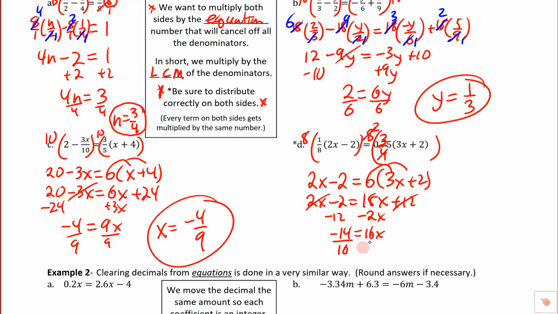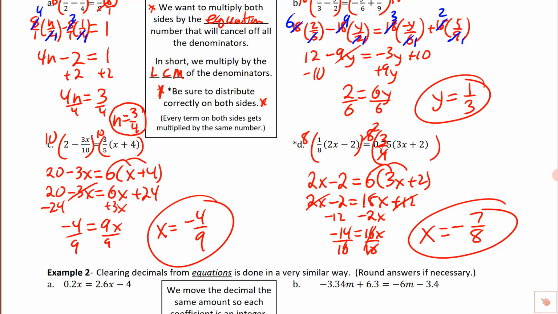So we'll divide both sides by 16. And those are going to cancel, so we end up with x equals, this is negative 14 over 16, so that's going to be negative. And 2 goes in here 7 times, and 2 goes in there 8 times. So we go ahead and circle that, and we're all set there.